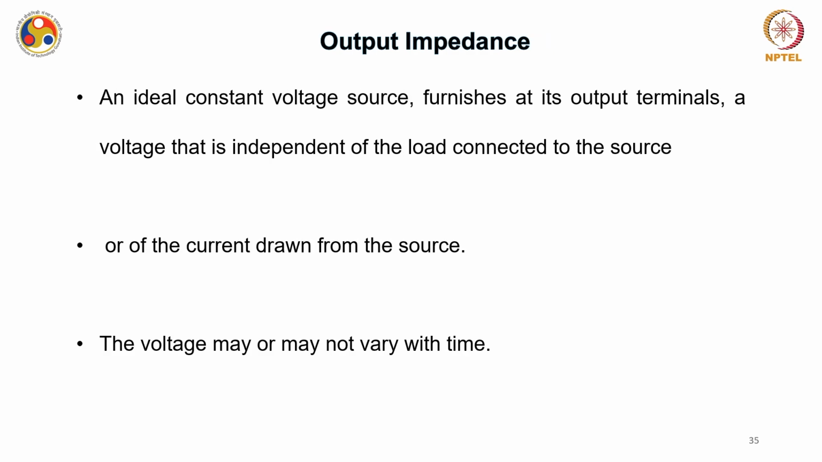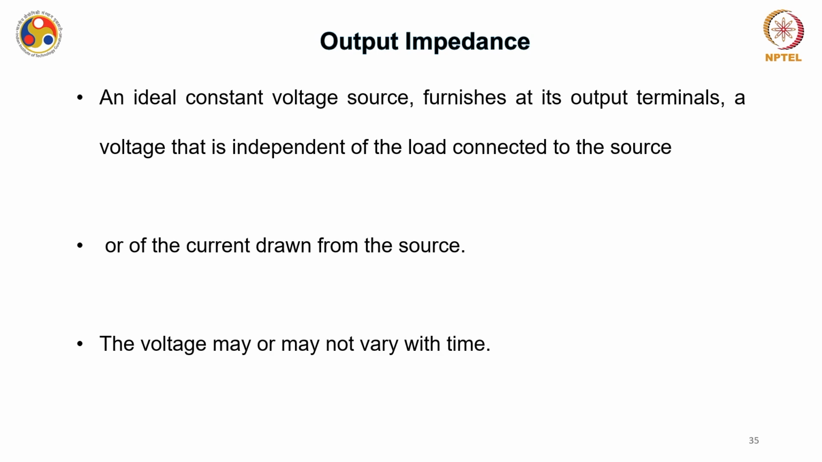So, if you talk about a constant voltage source, as the name suggests, the output voltage is constant and independent of the load connected to the source, and the same you can say about the constant current source. Even if there is current drawn from the source, the output should be independent of all these factors; it should be constant. However, we know that in the practical sense it is not possible.